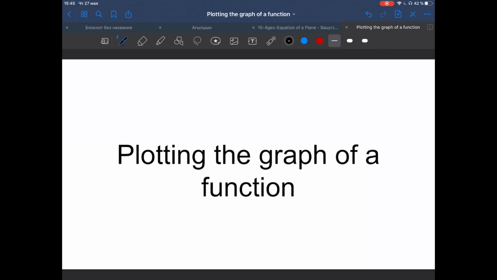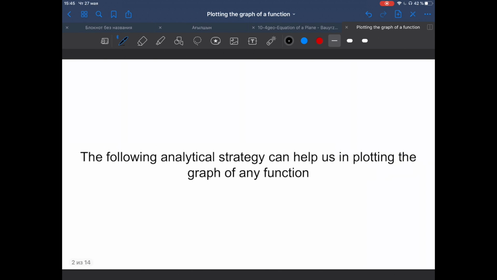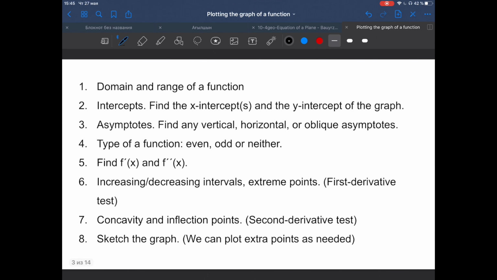Hello to everyone. In this lesson, we will learn how to plot the graph of any function. The following analytical strategy can help us in plotting the graph of any function. And look at the steps now.